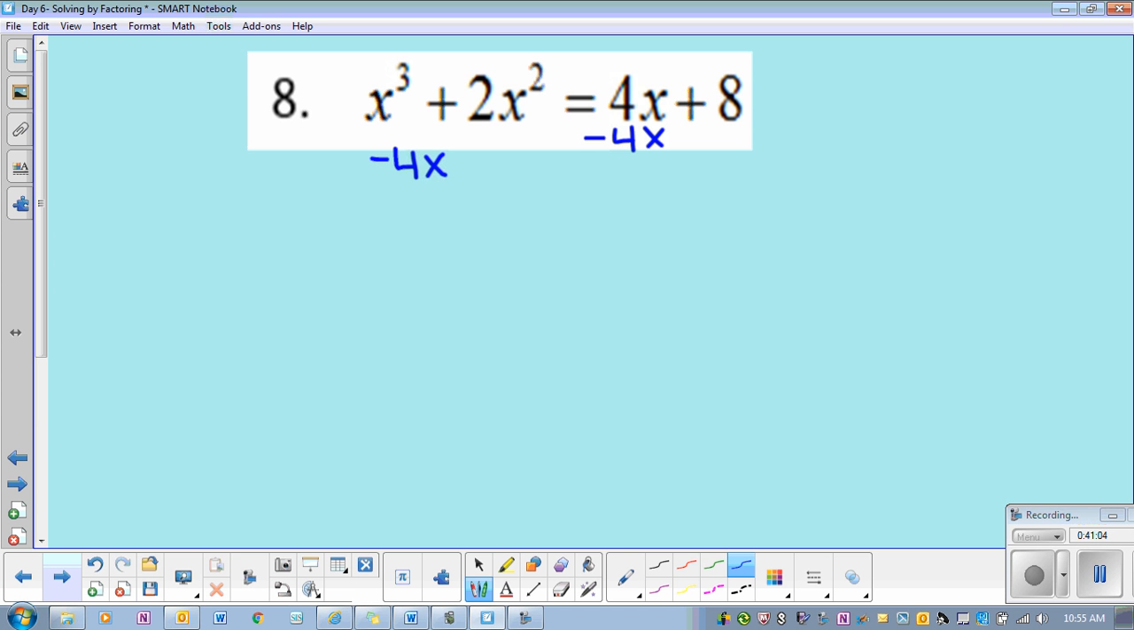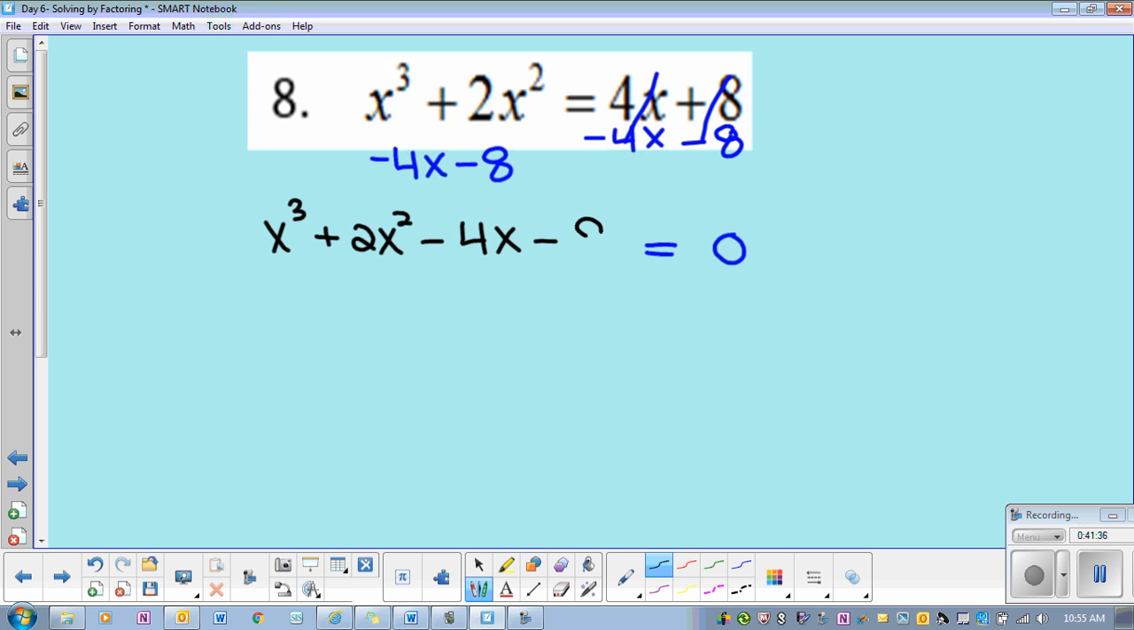Because you got to look for like terms, right? So then that goes away. How about that +8? What do I need to do to move it over? Subtract it. But Kevin's shaking his head. It's like, nope, there's nothing to combine it with. That's okay, right? Our goal is to make it equal to 0. We did that. Let's write everything out then. x to the third plus 2x squared minus 4x minus 8, right?